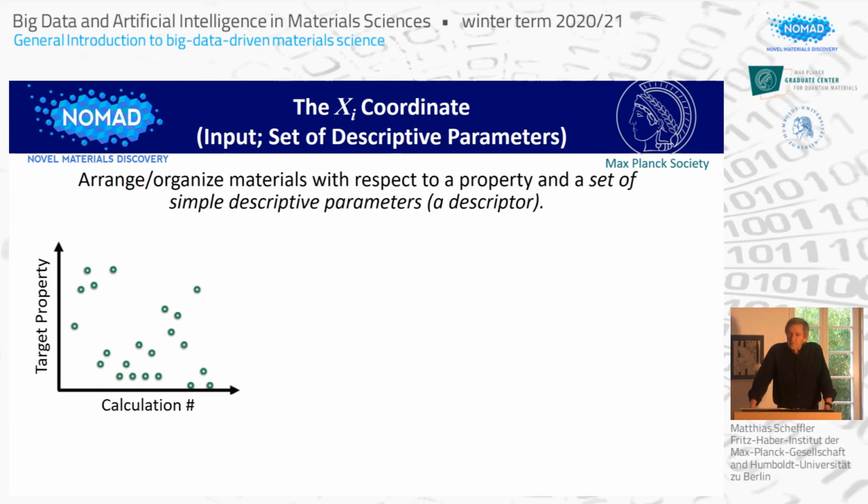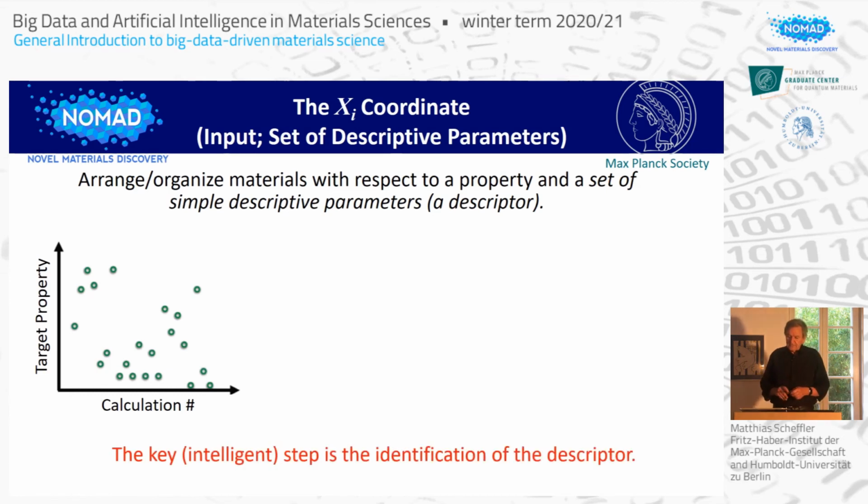Now the X is very important, because the way you choose the X, you will see some structure in the data already. If you're not doing this carefully, you would have, as in this case, a target property as a function of measurements, and you don't see any structure. The intelligence step in all these processes, the key step in all scientific processes, is the identification of the descriptor. What should be there on the x-axis?